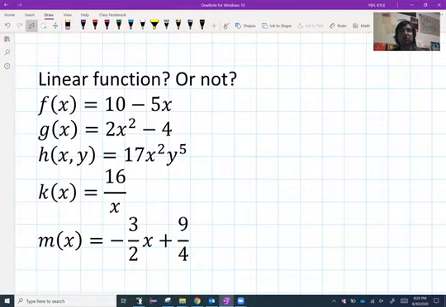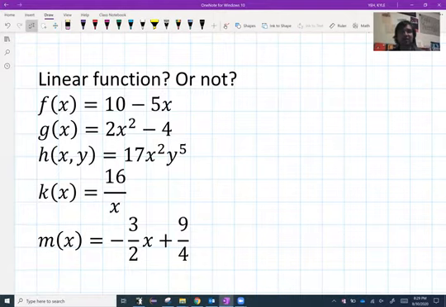I will give you a clue. 2 of them are linear functions. 3 of them are not. So pause the video, decide which 2 you think they are, and see if you can identify why they are, whereas the other 3 are not. And in a second, we'll come back and look to see if you got those correct.